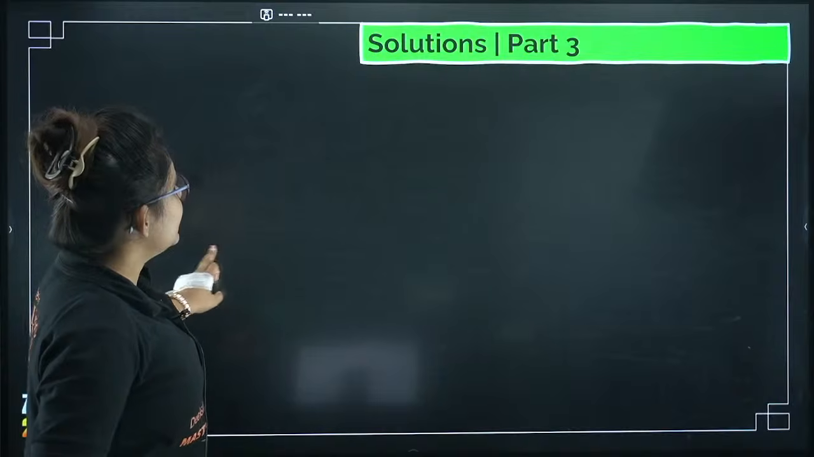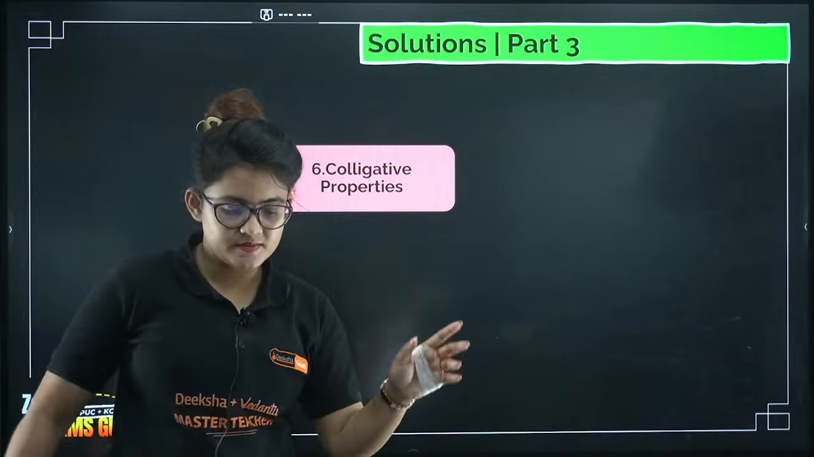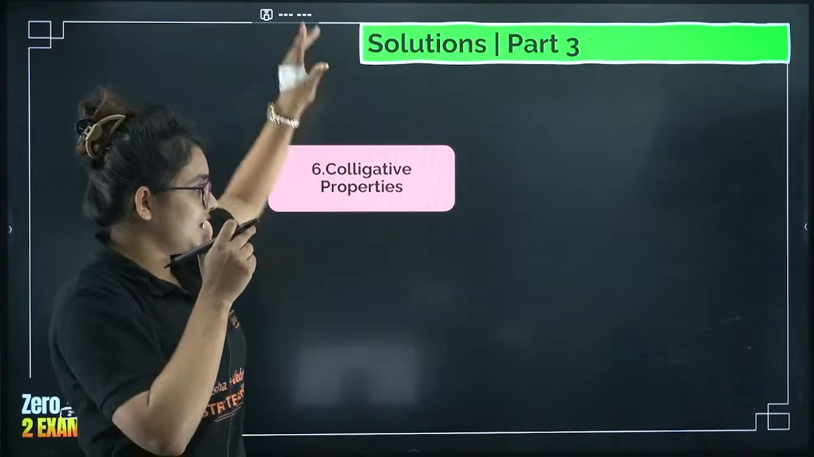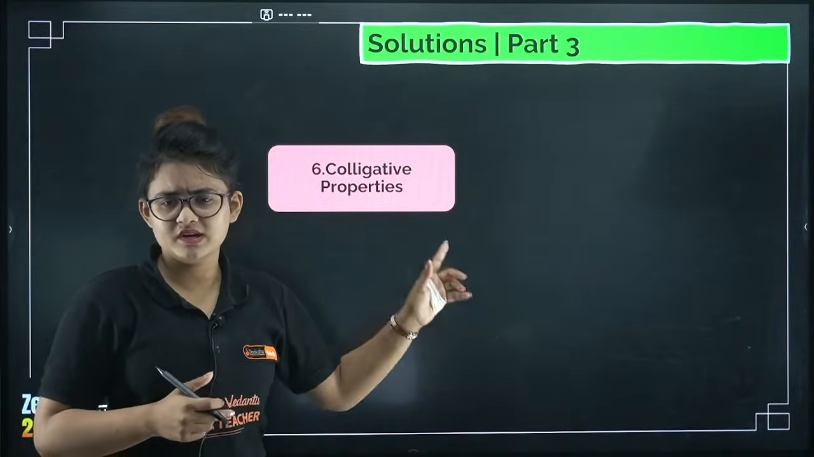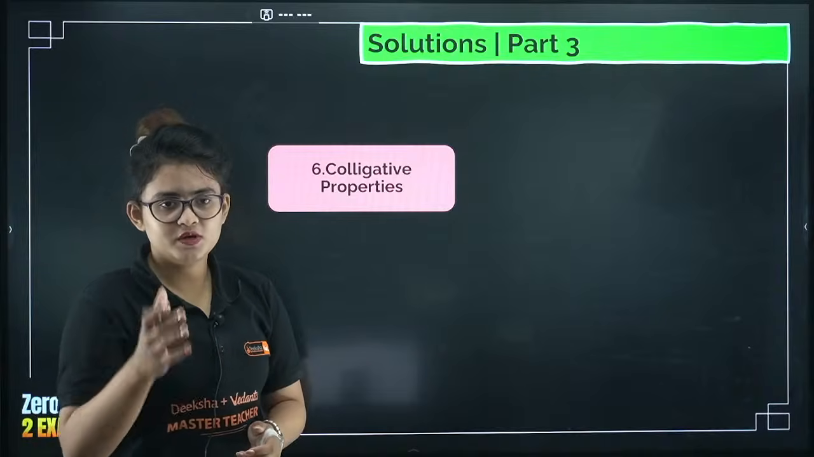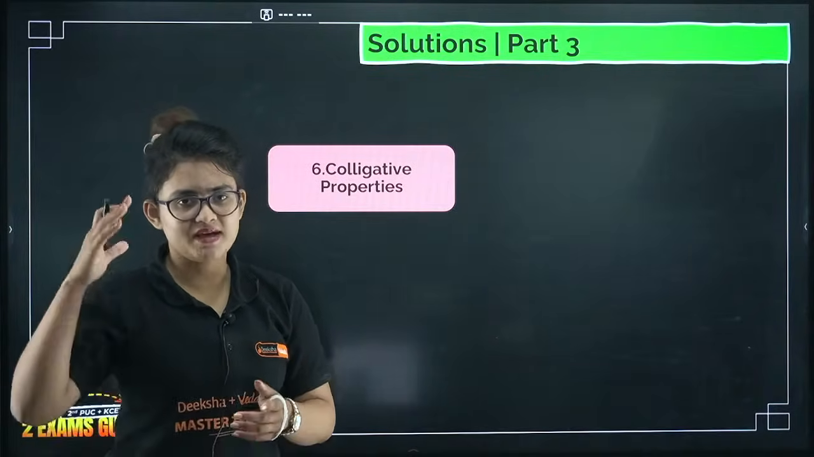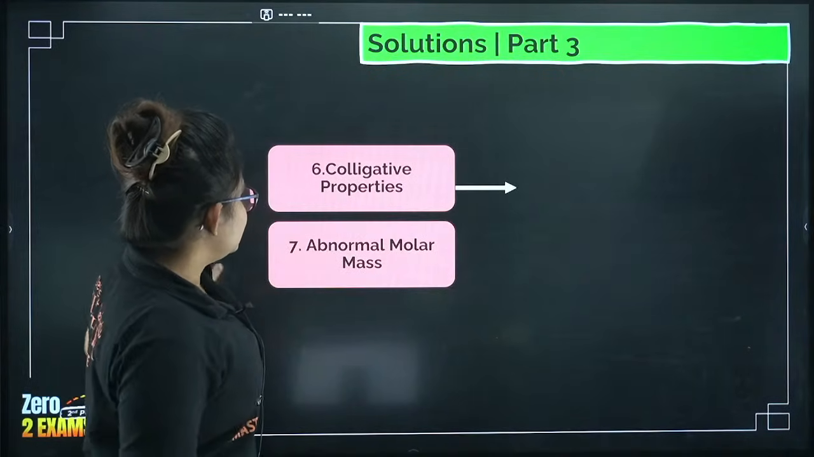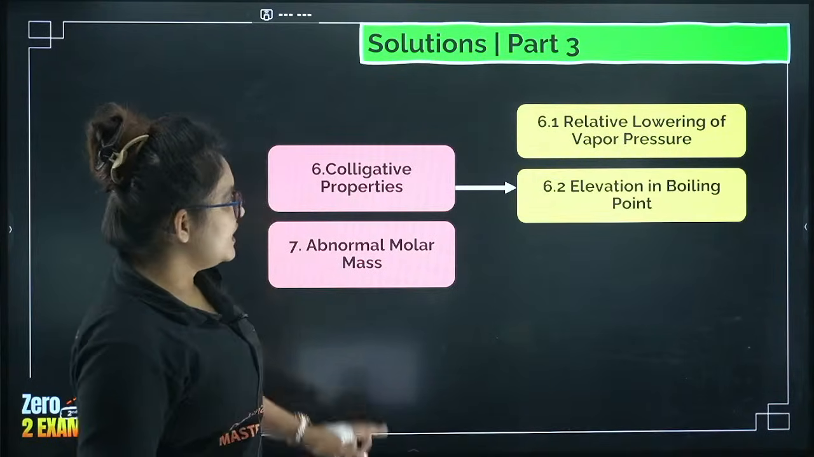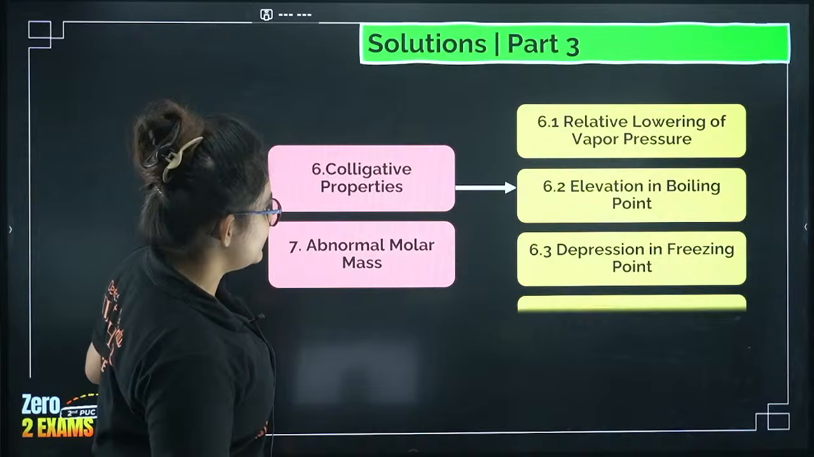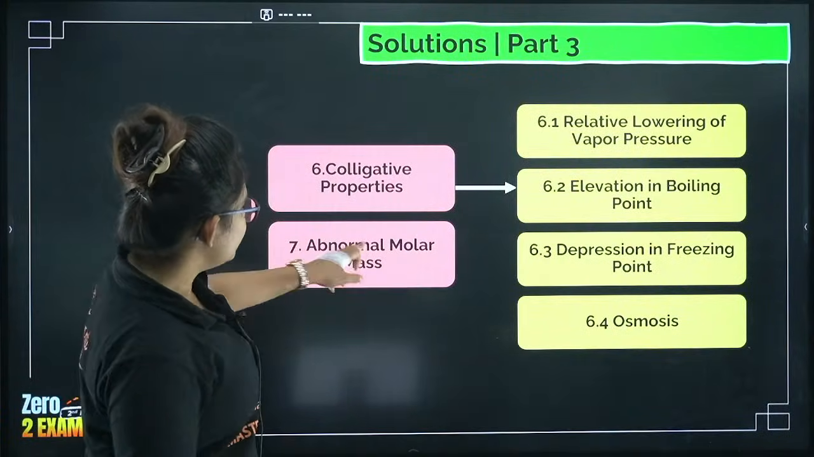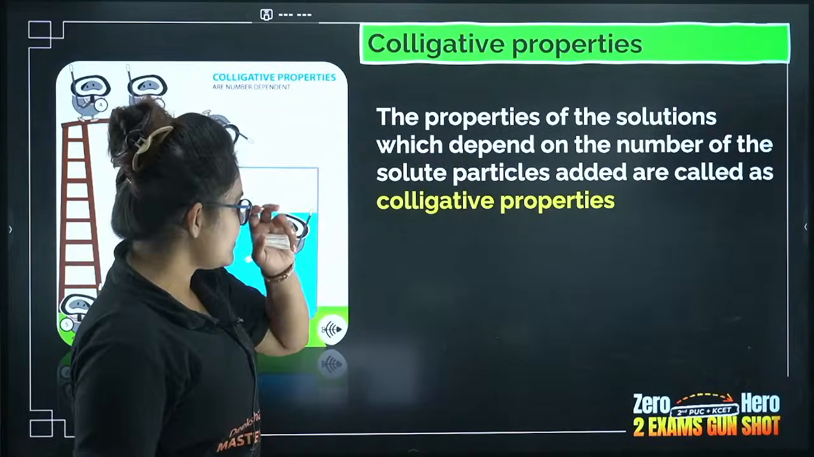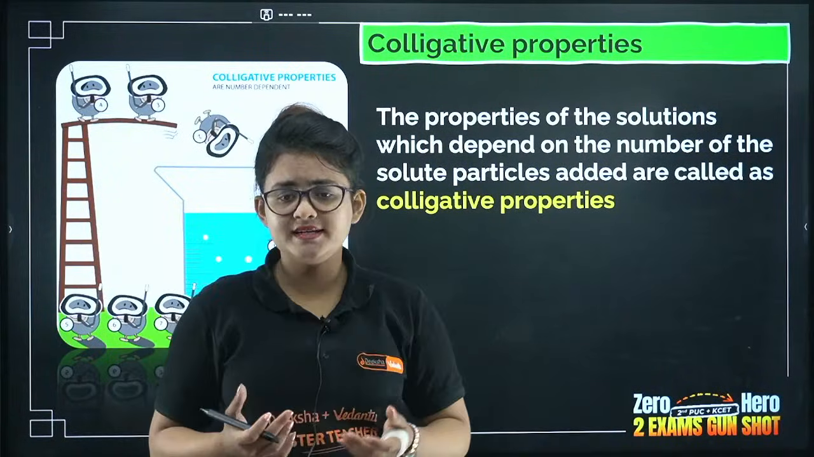Let's proceed further. Here you can see this is part 3. Whoever has been distracted till now, please concentrate your mind here so that you can understand this particular portion, because that's going to be really important for your PU2 examination as well as for your upcoming KCET. Maximum number of questions come from this zone only. Let's proceed. In colligative properties, we will discuss relative lowering of vapor pressure, elevation in boiling point, depression in freezing point, osmosis, and we will discuss the abnormal molar mass as well.